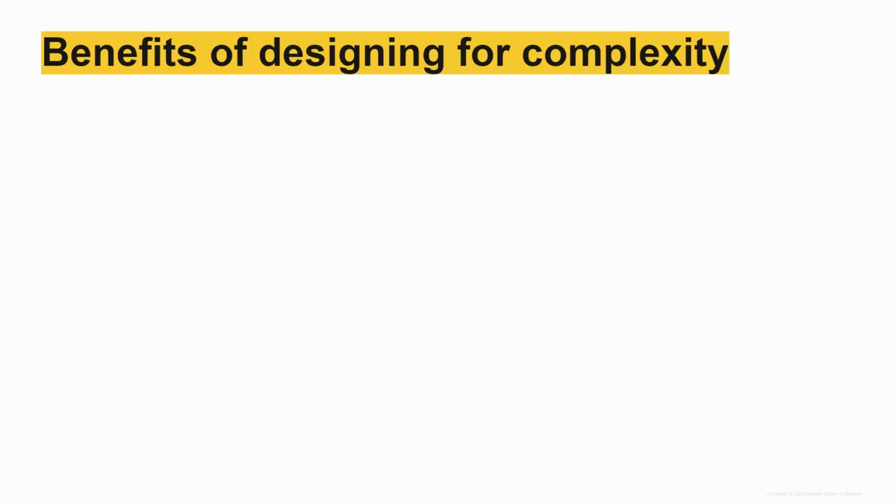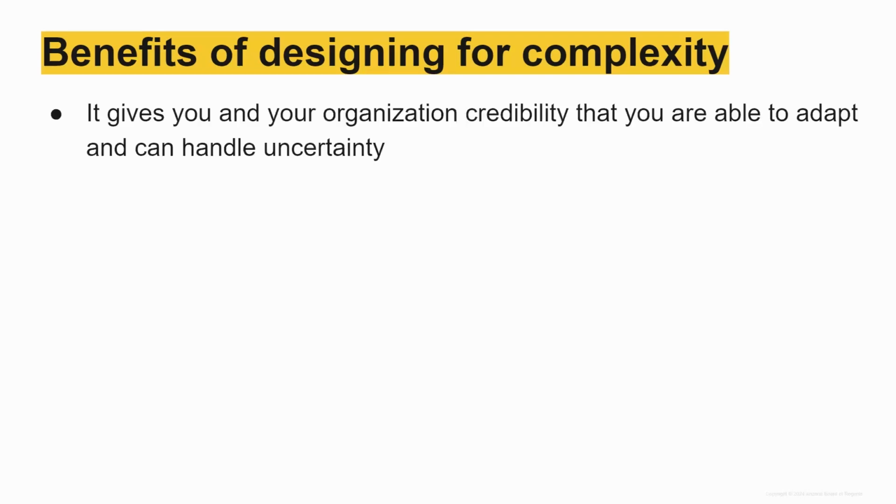why would we want to design for complexity? If uncertainty and change are okay, why would we design for it, right? Number one, it gives you and your organization credibility that you are able to adapt and handle uncertainty. If someone comes to you and says, I want to build a dashboard, I don't have all the data yet, but I know what I want to build. If you say, sure, we can handle that, you're more likely to build trust with your stakeholder than saying, no thank you, come back to us when you have the data.